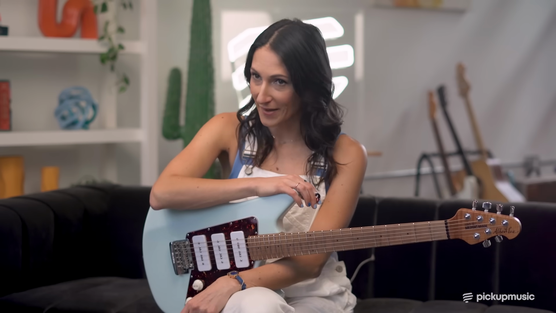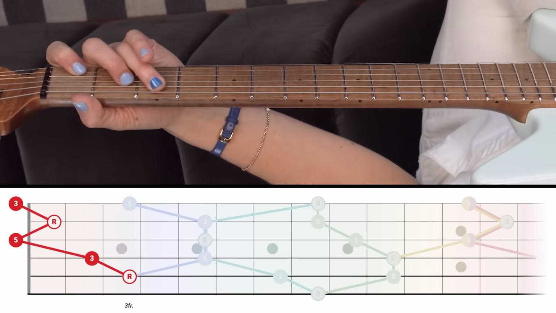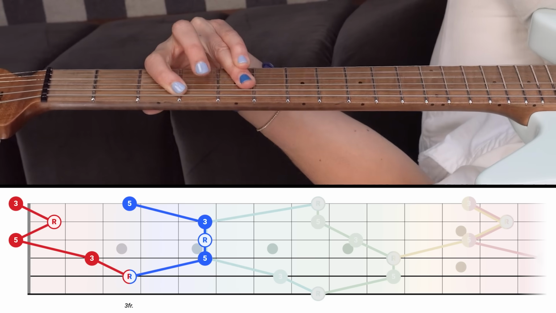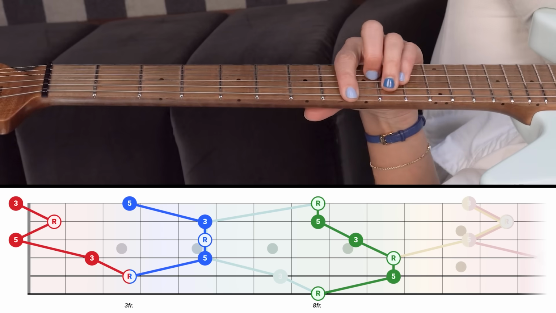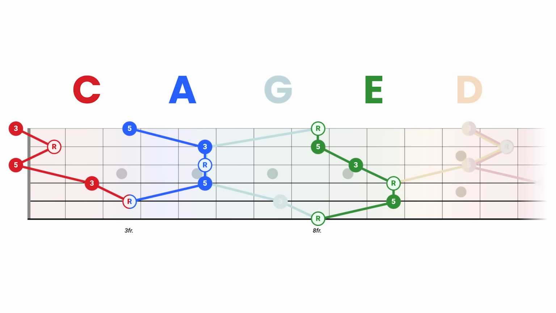A good way to start your CAGED journey is to think about this. How many ways can you play a C chord up your fretboard? You should already know this: open C, 5th string root bar chord C, and 6th string root bar chord C. Well, guess what? You already know 3 out of the 5 CAGED shapes, your C, A, and E shape.